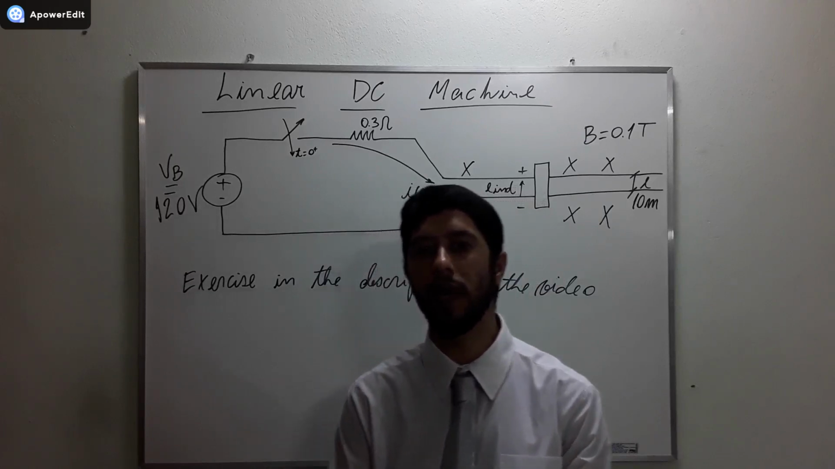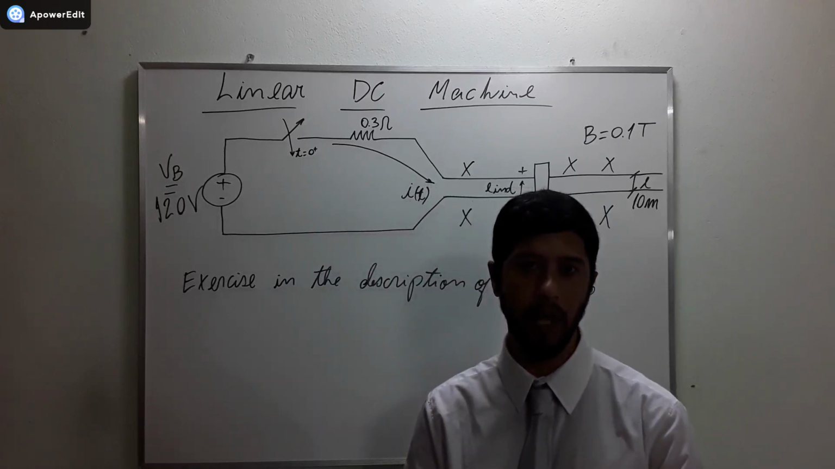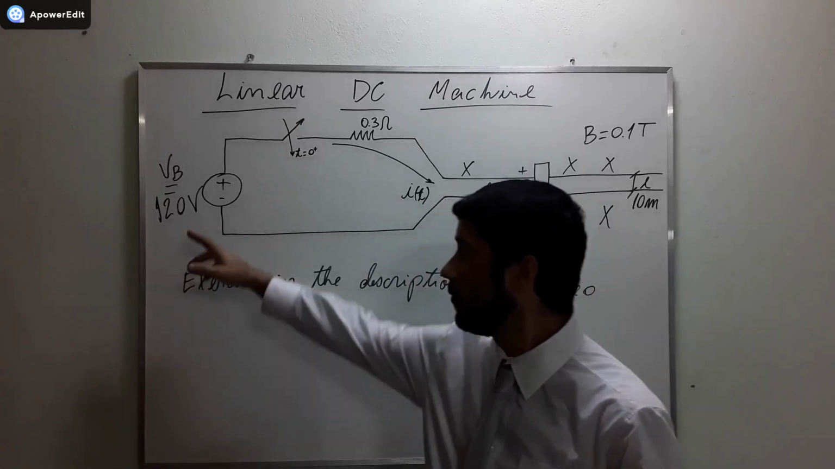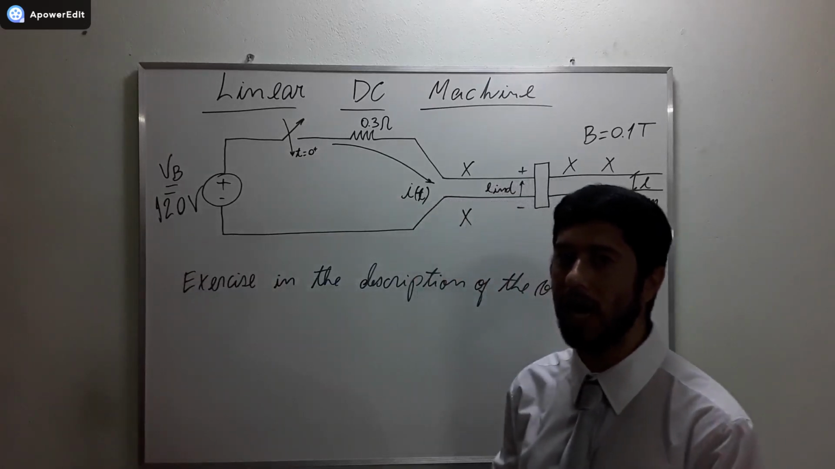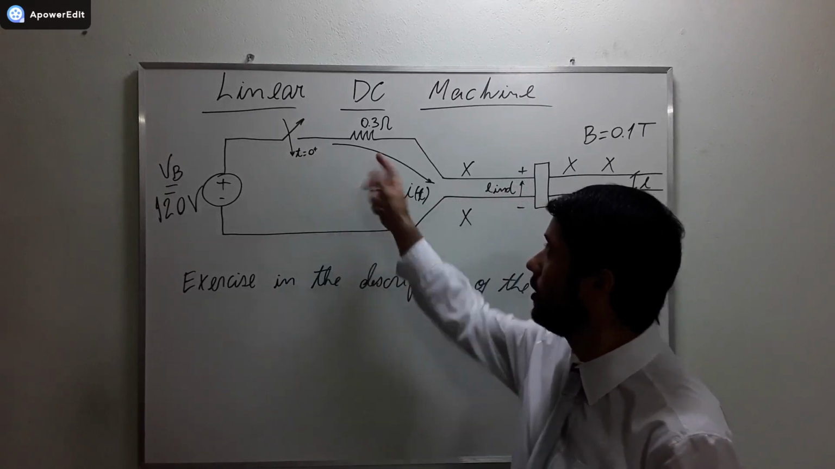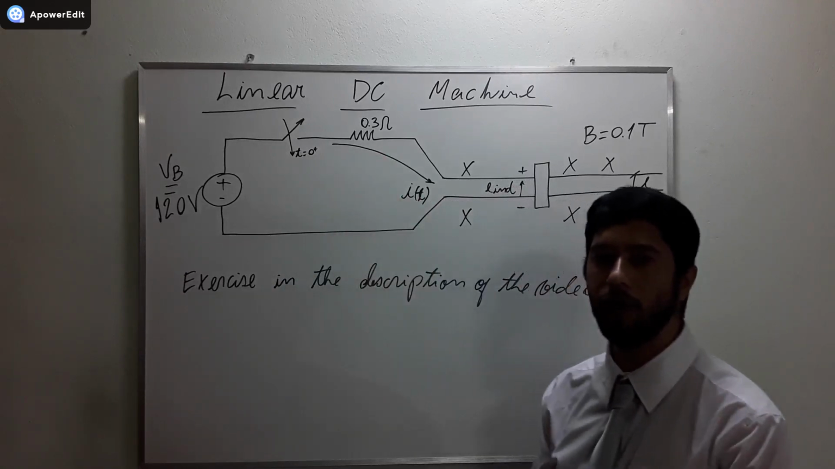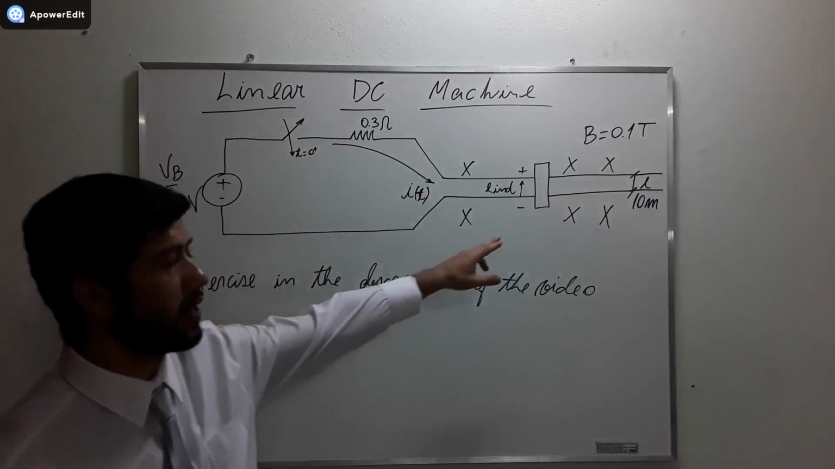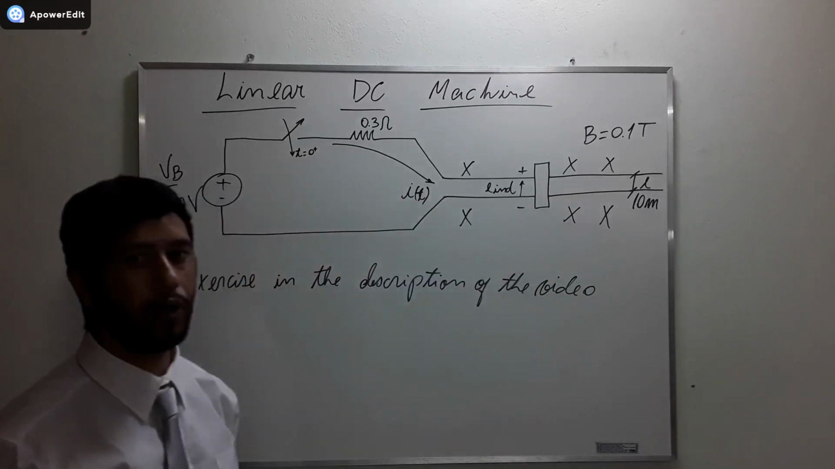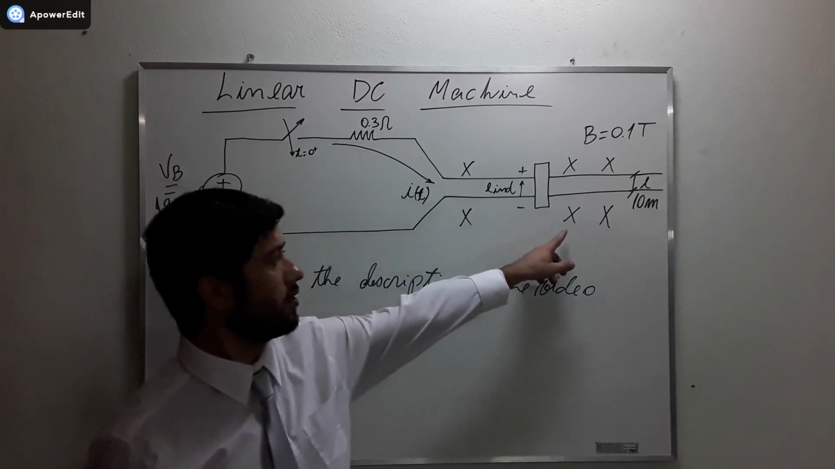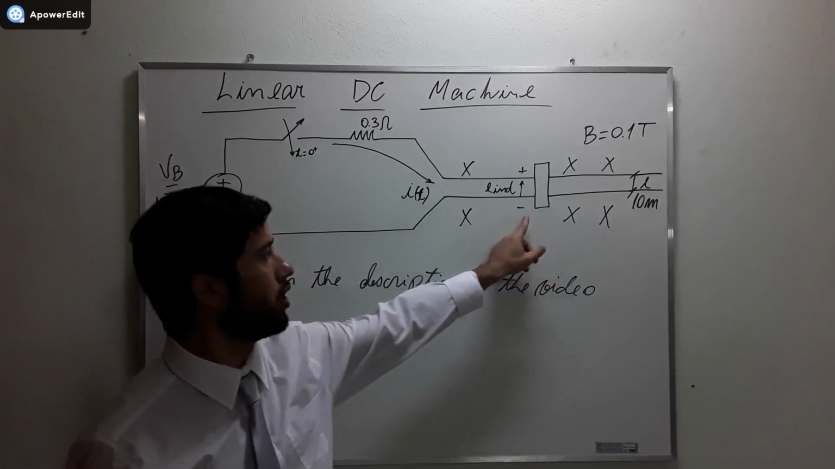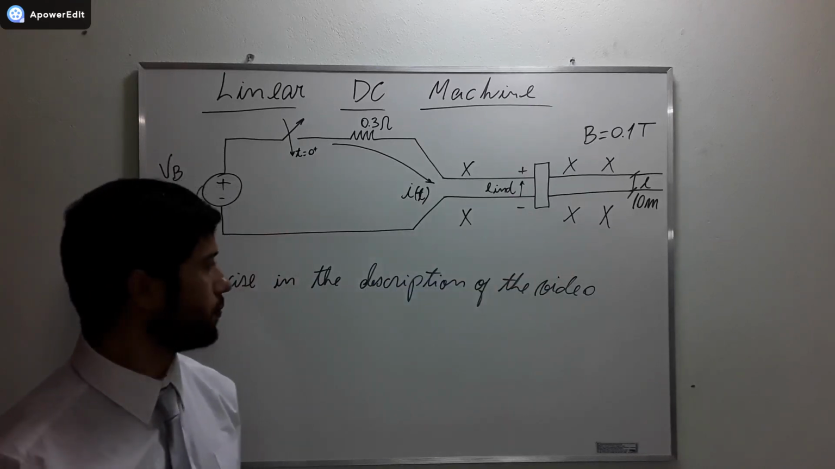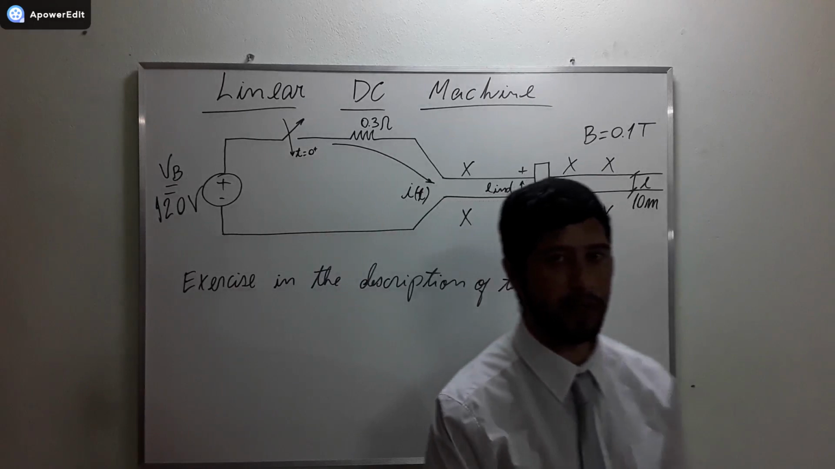In this video, I'm going to speak about the linear DC machine. To see the exercise, go to the description of the video. Here, the voltage of the battery is 120 volts. The resistance of the path is 0.3 ohms. The machine is in a region where the magnetic flux density is 0.1 Tesla. And the separation of the rails in which the moving bar is going to slide is 10 meters. Knowing that, let's solve the exercise.